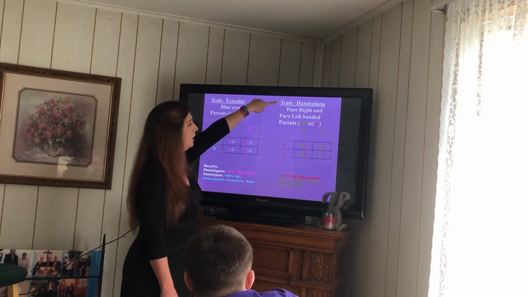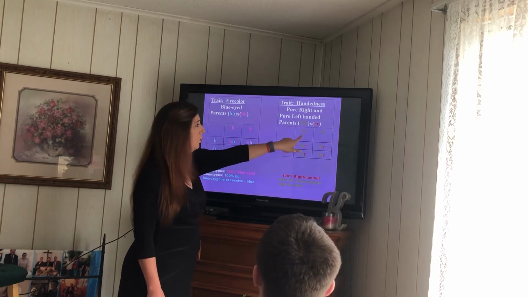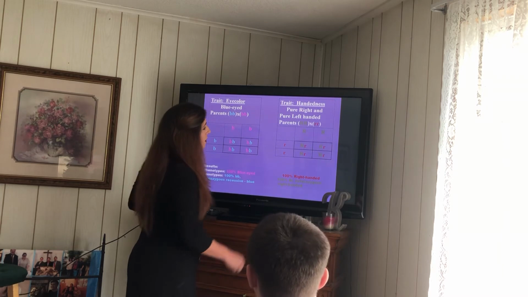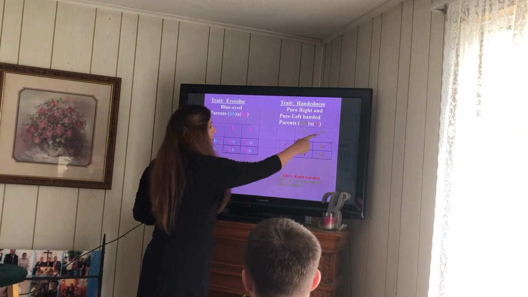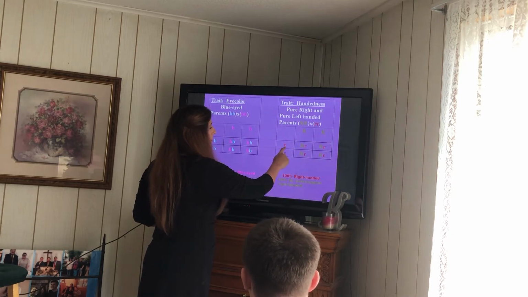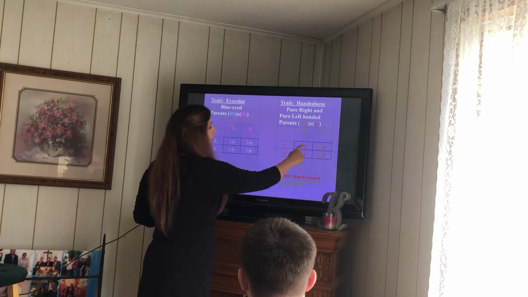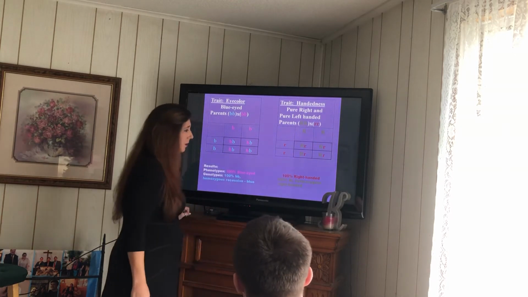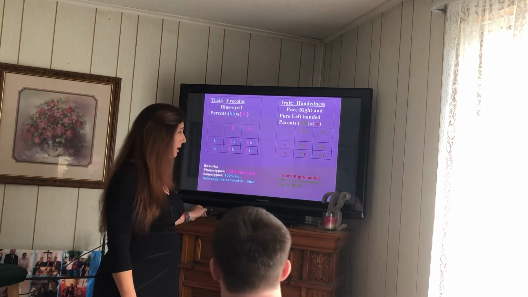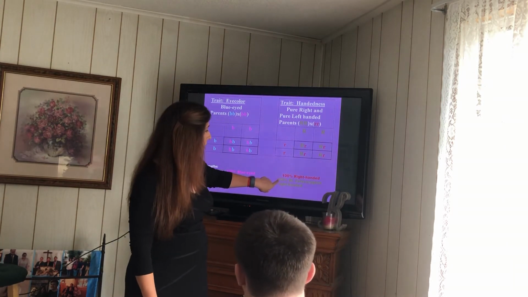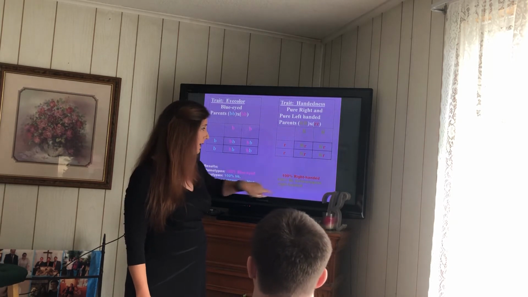Okay, for this trait we're going to do handedness. Pure right and pure left-handed parents. One is right-handed and the other one's left. So we're going to cross them. Big R, big R, little r. Big R, little r. Little r, big R. Little r, big R. Big R, little r. Okay. So there's a 100% probability that the child will be right-handed. There's a 100% probability that it would be heterozygous right-handed.